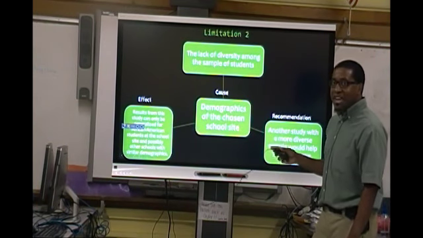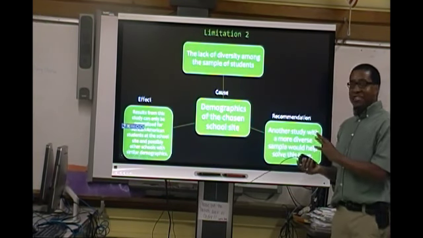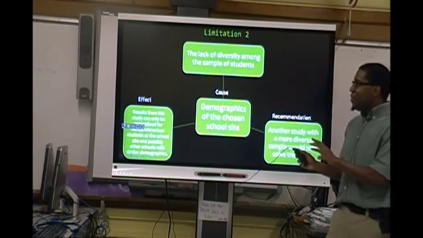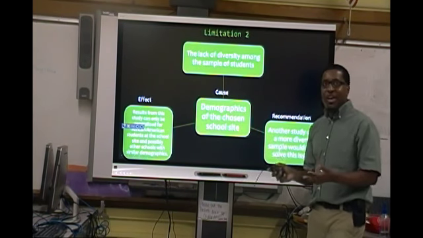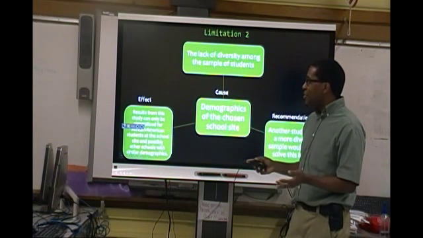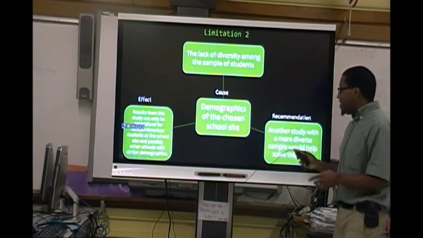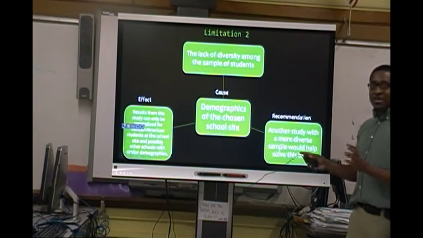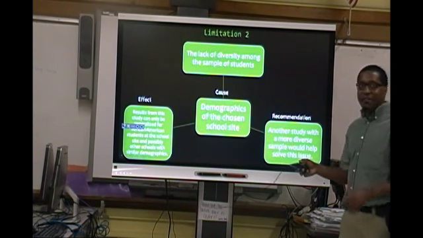Secondly is the lack of diversity among the sample. The demographics of the chosen school were majority one race, so results can only be generalized to schools with similar demographics. So I would recommend another study with another school that uses the same program and has a more diverse student body.